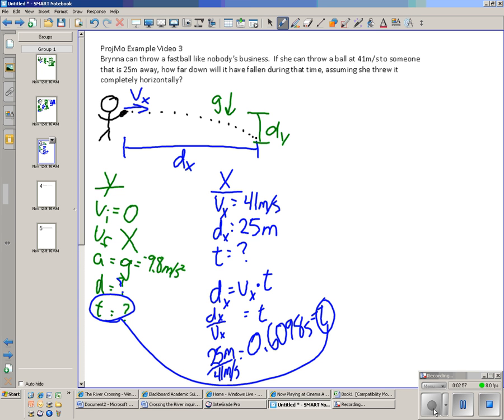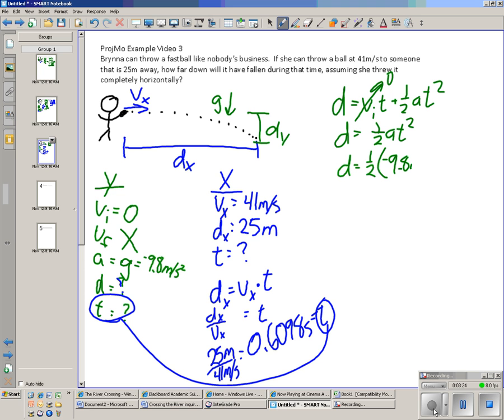So that means not caring about final, d equals vit plus 1/2 at squared. Once again, that's 0. And that means I've already rearranged the equation, all I need to, because I'm solving for displacement. So d equals 1/2 times negative 9.8 meters per second squared times the time I had just solved for, that was 0.6098 seconds. That is all squared.